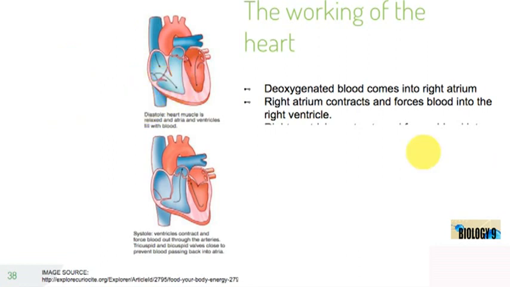So we've got the atrium up the top. This contracts and forces the blood into the ventricle. The ventricle is down the bottom. And a nice way to remember that is alphabetical order: A, atrium, is up the top, and V, ventricle, is down the bottom.